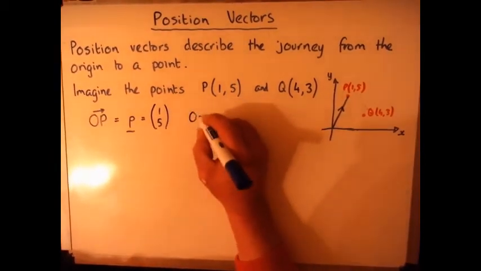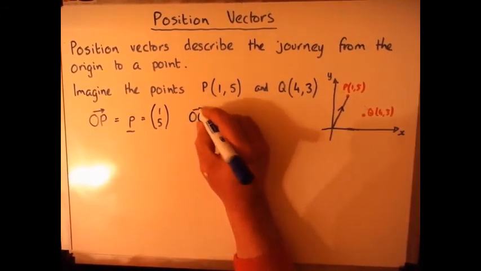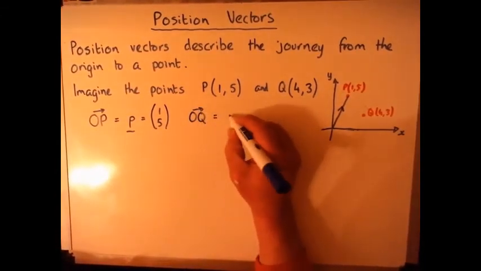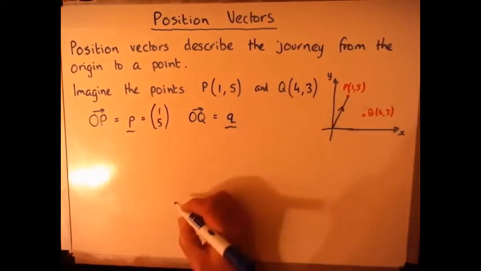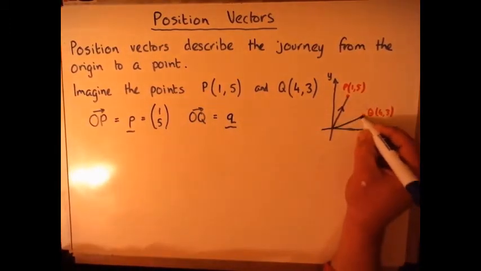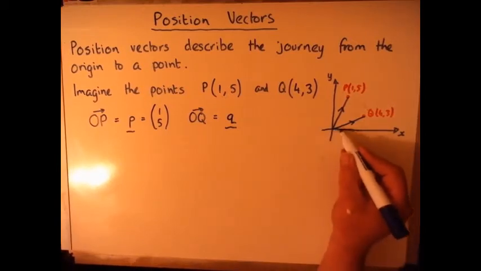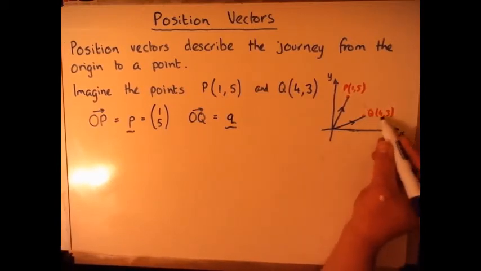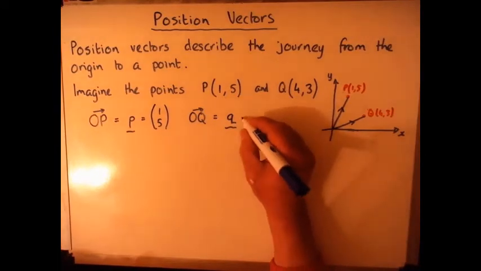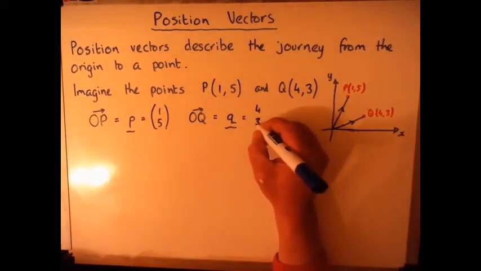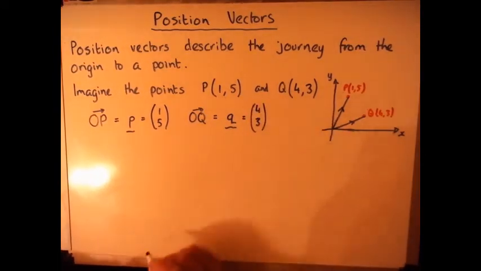Likewise, the journey from the origin to Q, the directed line segment OQ, which we will just call position vector Q, that would be the journey from the origin to Q, and in order to do that I would have to go 4 along and 3 up. That's basically what the coordinate tells me. So that vector would have the components 4, 3.